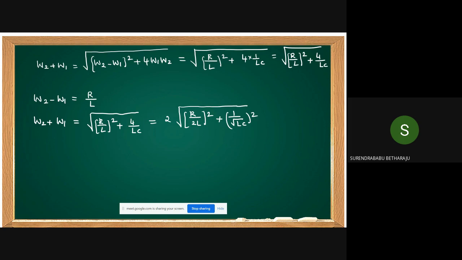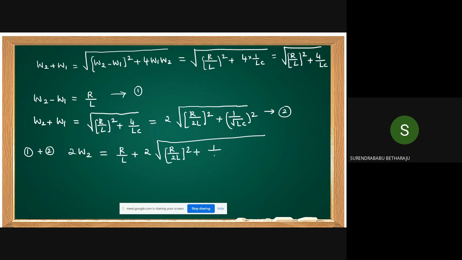Let this be the one equation and this the other equation. If you take 1 plus 2, we can get 2 omega 2. 2 omega 2 equal to what we can get, students? Yes, R by L plus 2 into square root of R by 2L whole square plus 1 by root LC whole square.